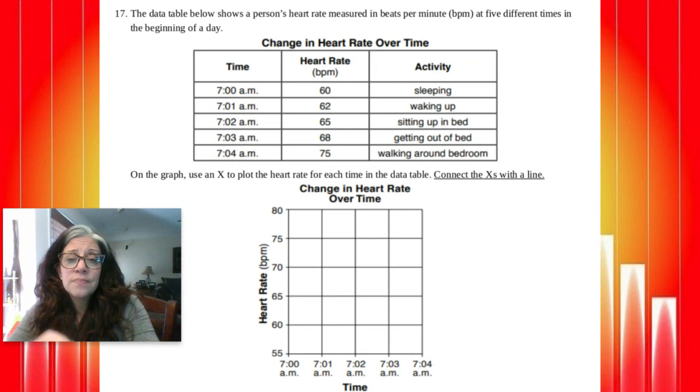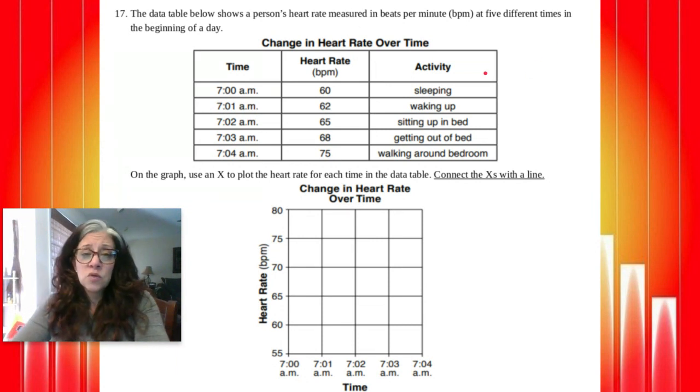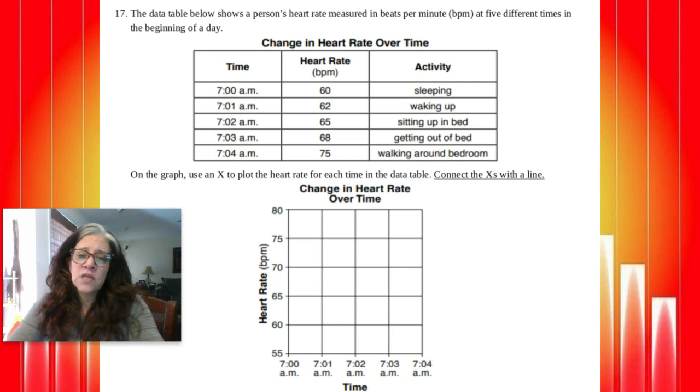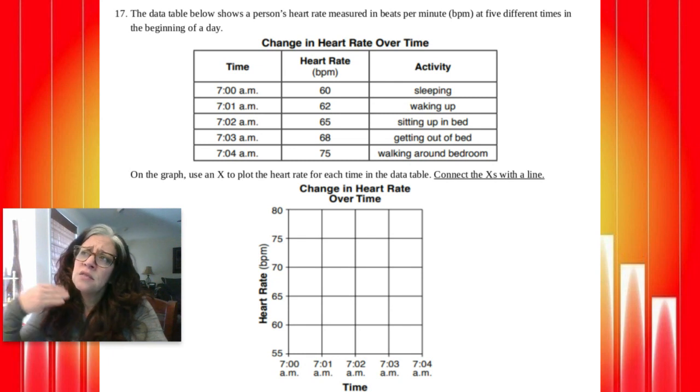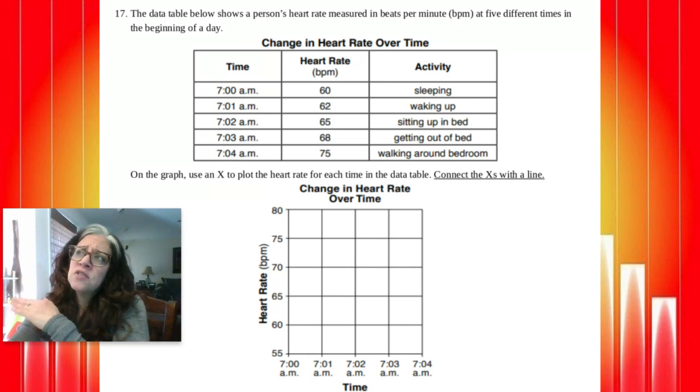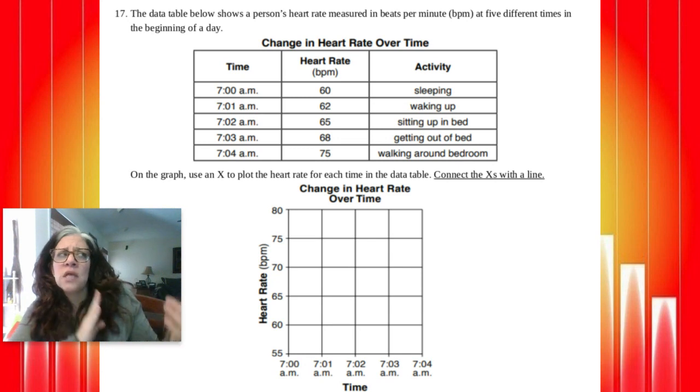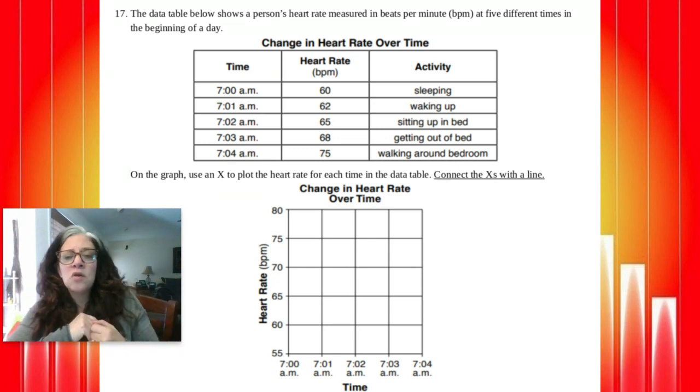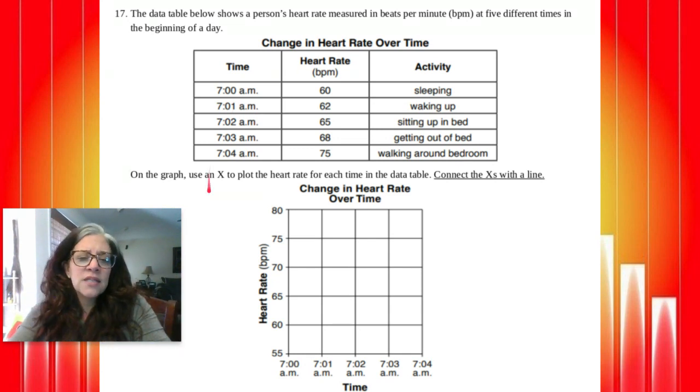This does not mean you go to your bar graph and you draw a straight line because you need to plot the points. When I look at the last column, it says activity, and it tells me what the subject was doing at the time that those heart rates were measured. Sleeping, waking up, sitting up in bed, getting out of bed, then walking out of the room. That sounds like the physical activity is increasing over time, which makes sense to me because the heart rate's increasing over time.